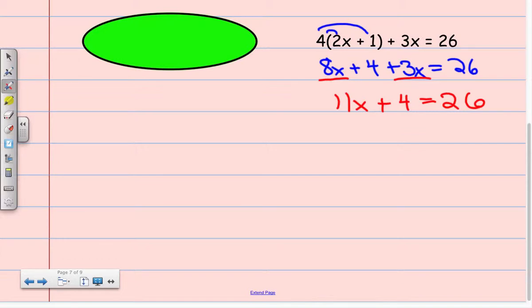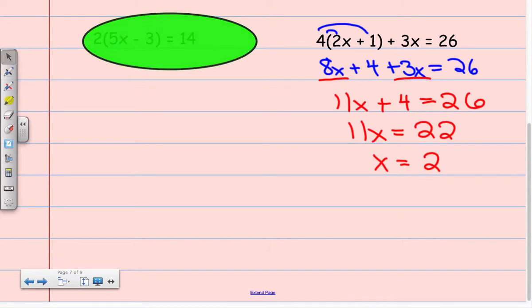Now I move what's not connected, so my plus 4 is not connected. I'm going to move that. How do I move that, class? So I get 11x is equal to what? 22. x equals what? 2. And how did we get 2? Divided by 11. No, we don't want to do that, because 2 times 11, we want to apply the inverse. 22 divided by 11 is 2.